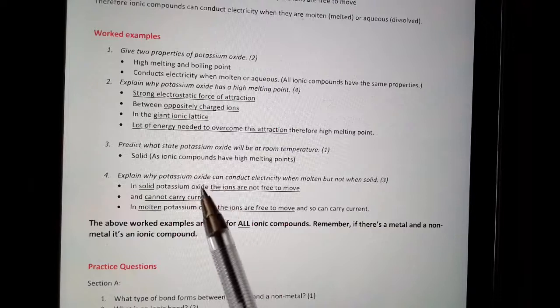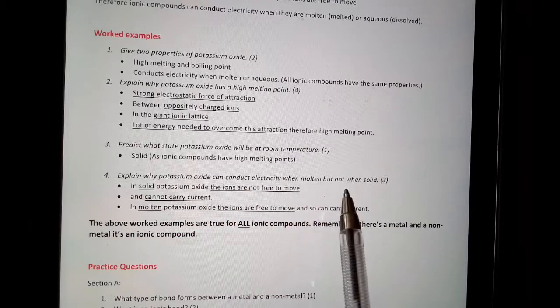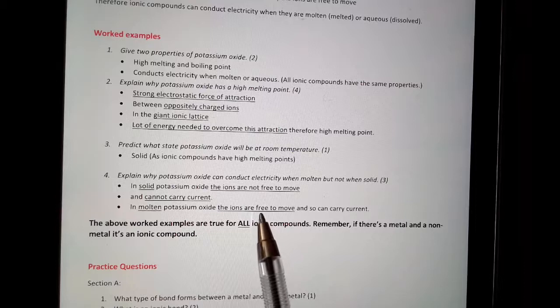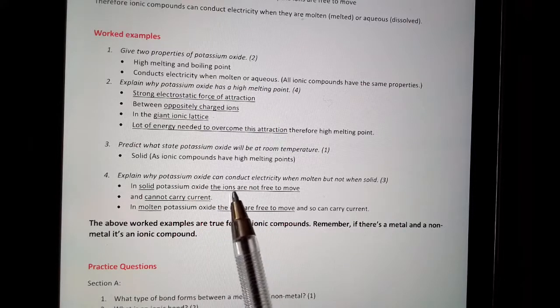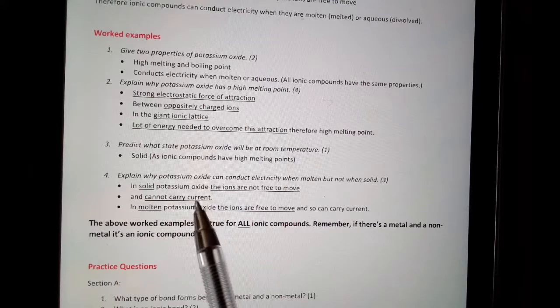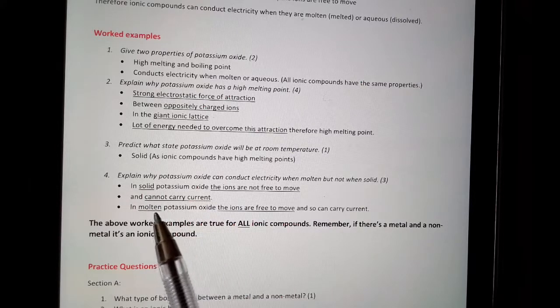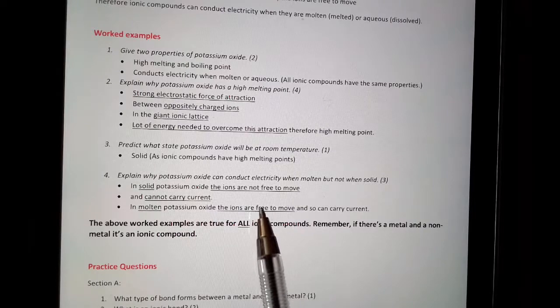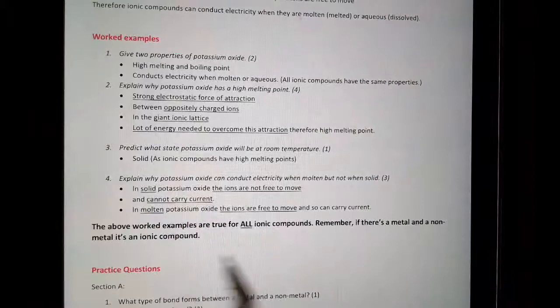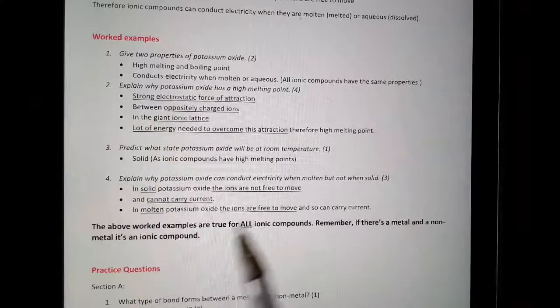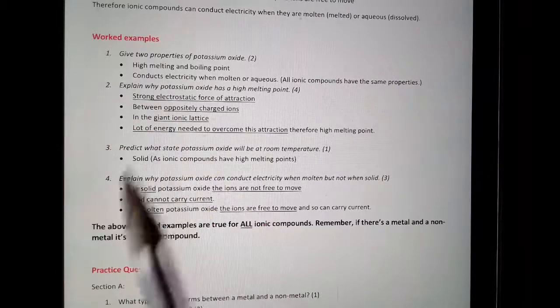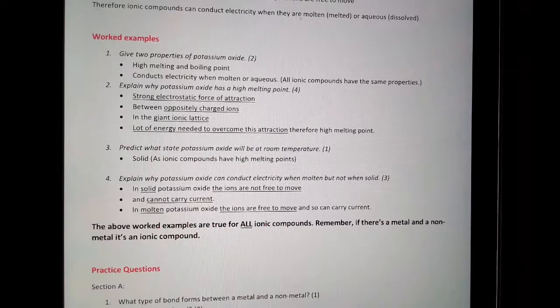And then at the end, why can it conduct electricity when molten but not when solid? And again, I've underlined the key terms. You have to say ions are not free to move, so cannot carry current. You get a mark for specifying the word current. Don't say cannot carry charge, it has to be cannot carry current. And then molten, so when you've melted your potassium oxide, the ions are free to move and they can carry current. So these examples here, as I said, they are true for all ionic compounds. If you've got a metal and a non-metal, then these answers will be applicable. And the underlined parts are the things that you absolutely have to include.